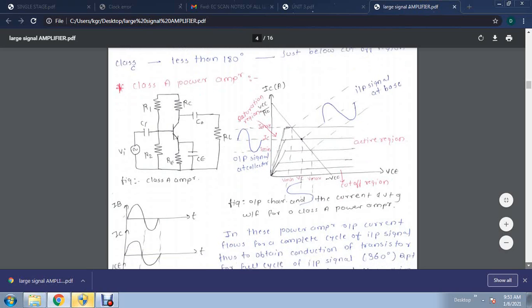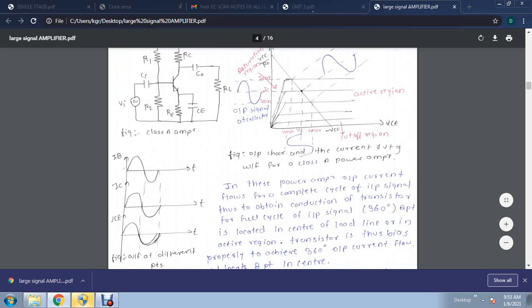So let us take, I am giving an input signal. In this power amplifier, the output current flows for a complete cycle of the input signal. Thus the conduction of the transistor is the full cycle of the input signal. The Q point is located at the center. This is called the Q point. Q point is nothing but we need to take the center part only.